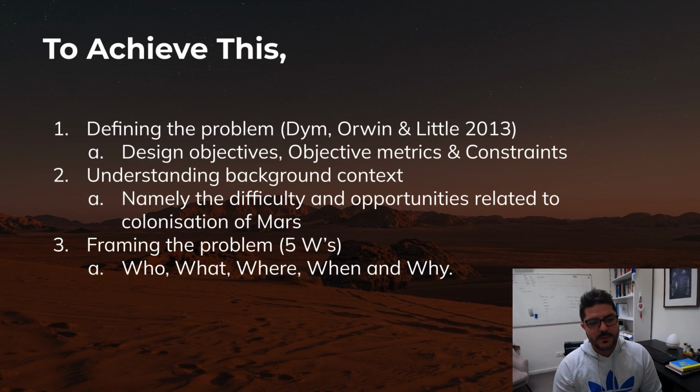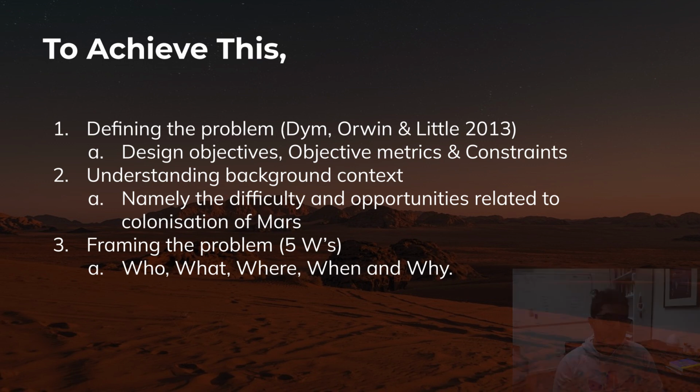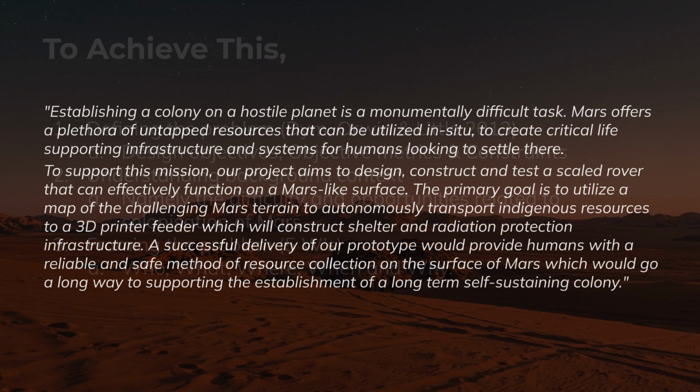In order to achieve this, we split our approach into 3 steps. First step was to perform an initial problem definition, as defined by Dym, Little, and Orwin. This was discussed by Ronan. Part 2 was understanding a bit of background context as to our problem. And finally, the third was to go through the 5 W's for our problem framing. So completing the 3 steps that I just discussed yielded the initial problem statement that you can see on your screen, which will be broken down further in the next few slides.